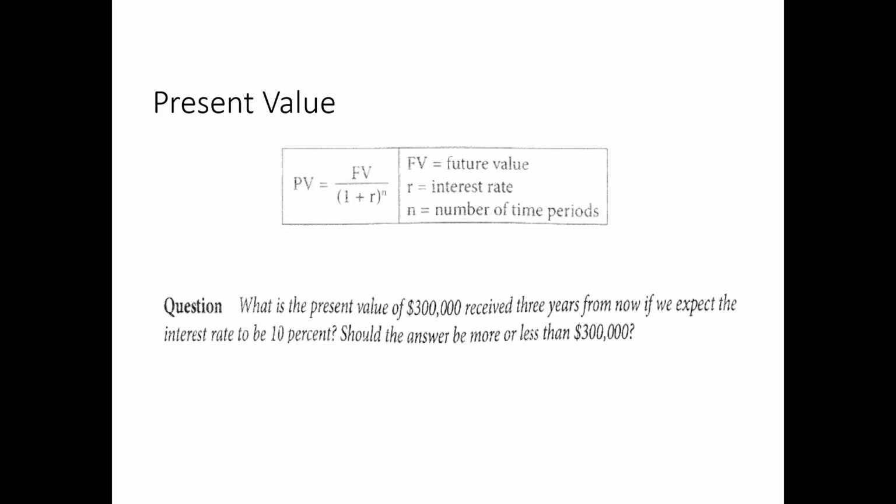So I will ask one question: what is the present value of $300,000 received 3 years from now, if we expect the interest rate to be 10%, should the answer be more or less than 300,000? So can you answer me on this question?